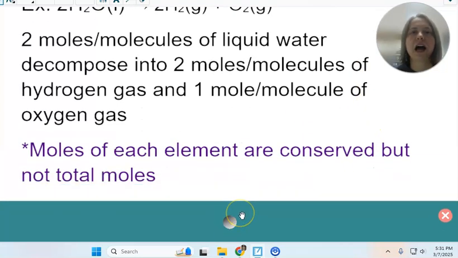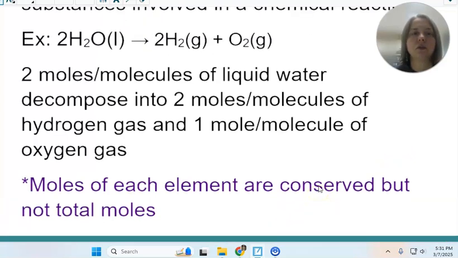So the moles of each element are conserved, but not the total amount of moles. So if you look, you have 2 moles of water, and then you have 2 moles of hydrogen and 1 mole of oxygen. So you might say, oh, there's 2 moles here and 3 moles over here, so how does that work? But we have to look at each atom, each element. So you notice we have 2 times 2, 4 moles of hydrogen and 4 moles of hydrogen, and 2 moles of oxygen and 2 moles of oxygen. So that's how that works.